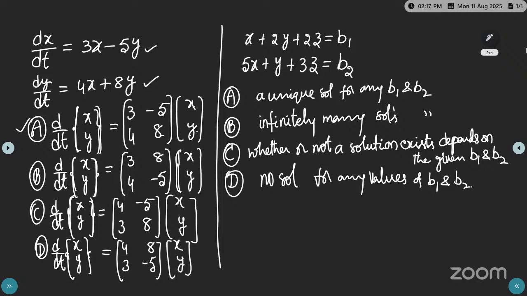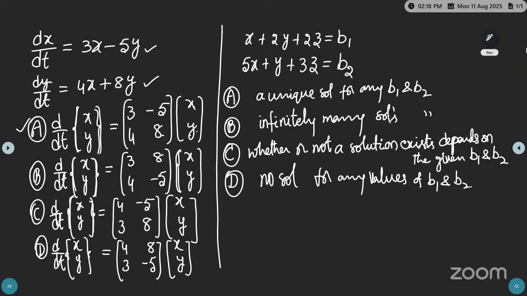Here, in order to answer this, you need to know the concept of solutions of a system of non-homogeneous linear equations as well as a system of homogeneous linear equations. We need to know both. If you know the concept, only then is it possible to answer the question. So here we include b1, b2, for any given b1, b2.